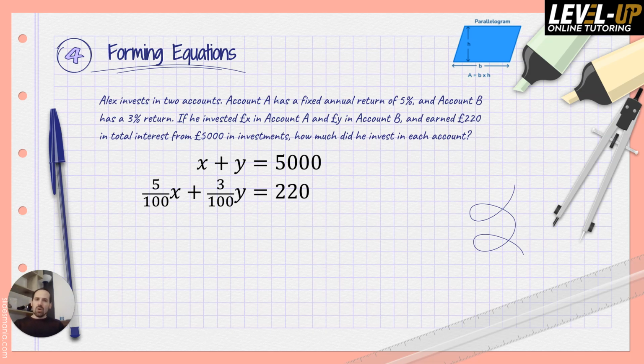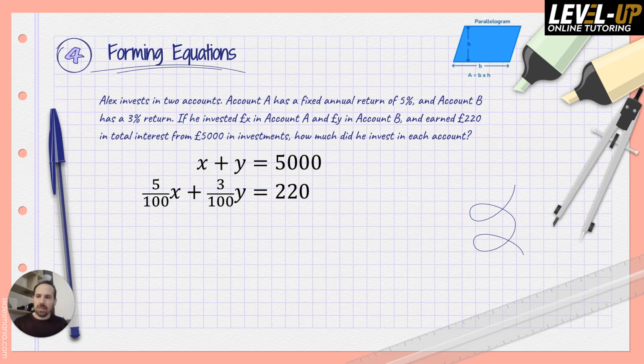And we know account A gives you 5% and account B gets you 3%. So if he's invested X amount in account A, then he's going to get back 5% of that as interest. If he's put Y amount in account B, then he's going to get 3% of that as interest. So 5% of X is basically 5 over 100 times X, and 3% of Y is basically 3 over 100 times Y. If we add those 2 together, that should come to 220. So you think it through logically, and you can work out what those 2 equations are going to be. Now it's just a matter of solving these.